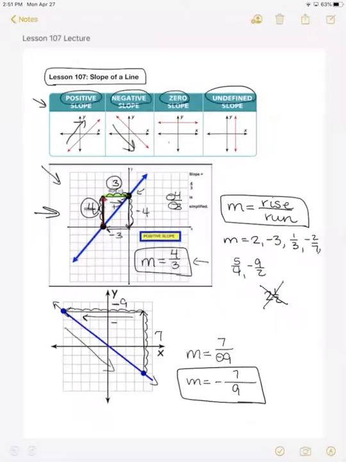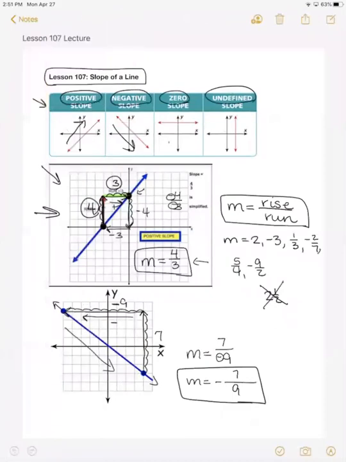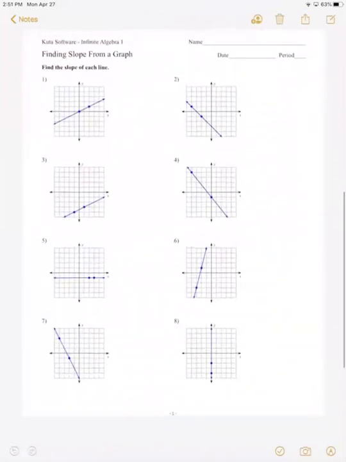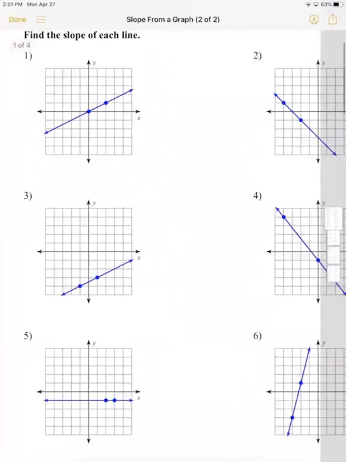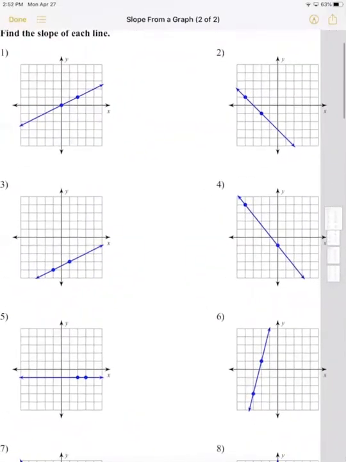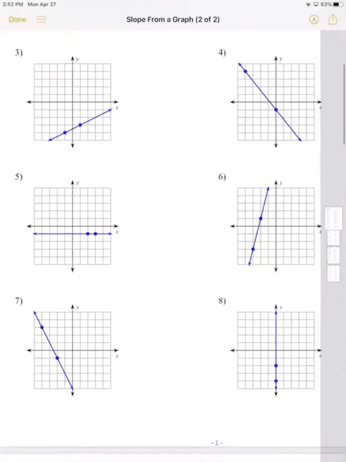Let's go ahead and see what I can do here. I have something else on this page to show you. Where is it? Here it is. Okay, let me tap on that and make it a little bit bigger. Let's go ahead and look at a couple more lines, number 3 and number 4. Okay, so I got my pencil ready to go.